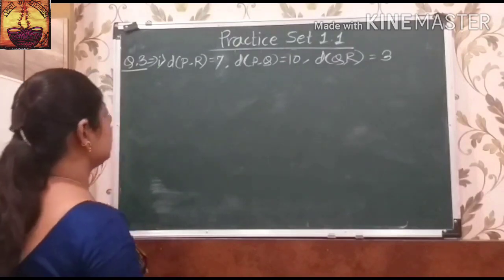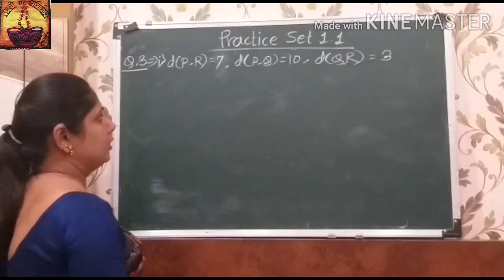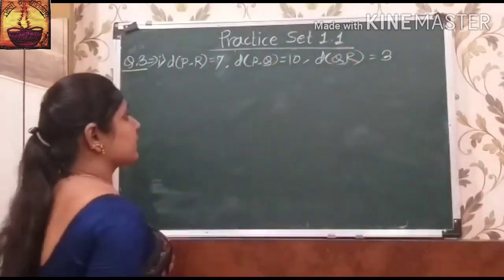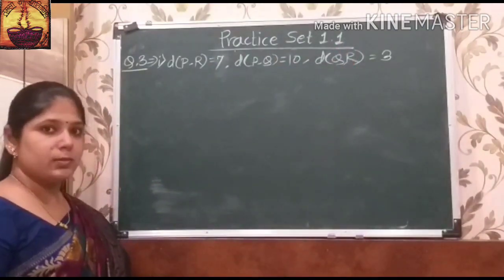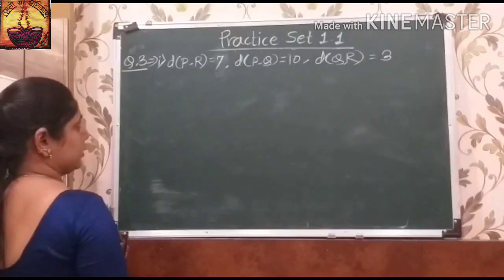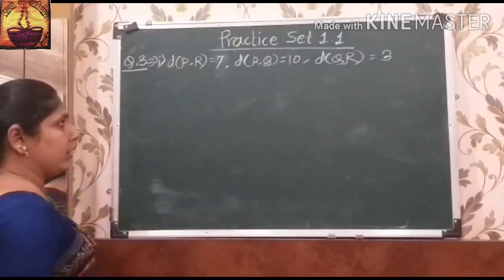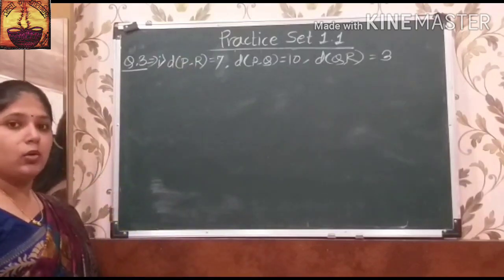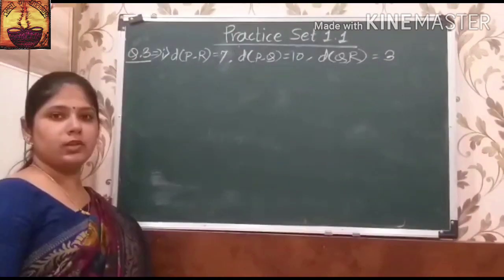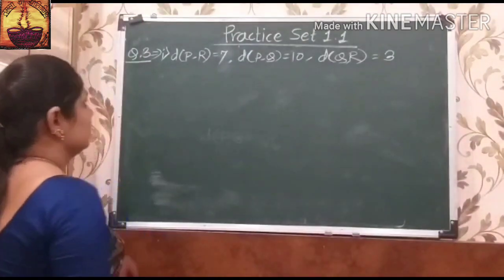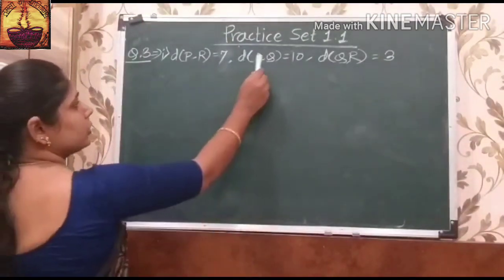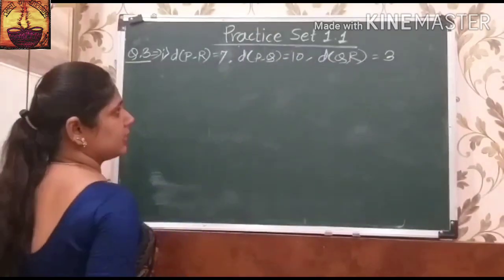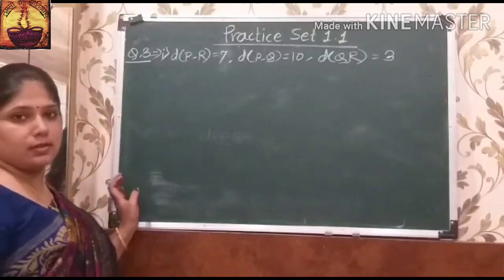Therefore, the first example is distance PR is equal to 7, distance PQ is equal to 10 and distance QR is equal to 3. Always remember that when we write the distance between any 2 points, these 2 points will be separated by commas. Now let us see the betweenness of points P, Q and R. Here distance PR is 7, distance PQ is 10 and distance QR is 3.